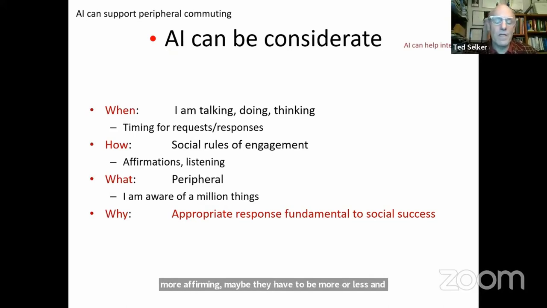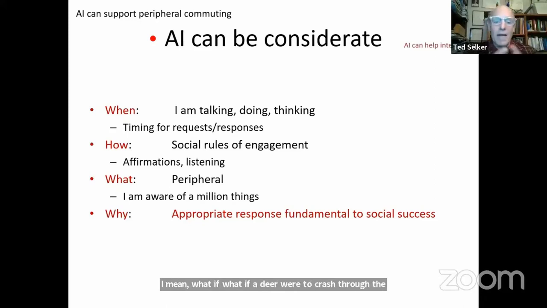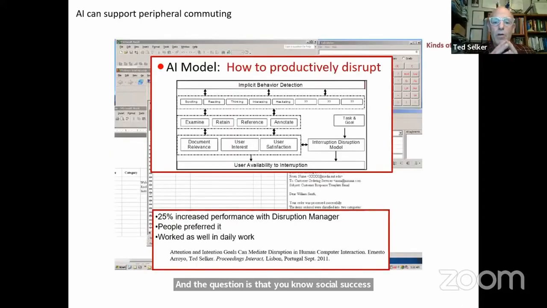What is this whole question of peripheral anyway? So there's a million things that could happen in my environment around me, and I'm still able to focus on giving this talk. I mean, what if a deer were to crash through the window into this room? I would probably shoo it out. I have all sorts of subroutines, things that I know what to do about that could solve various problems, but I'm not thinking about them at all. I'm just thinking about what my engagement is right now. And I'll deal with them when they come up. And the question is that social success requires appropriate responses. And that's the why.